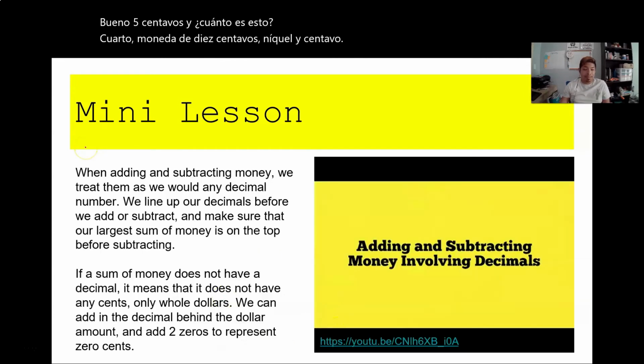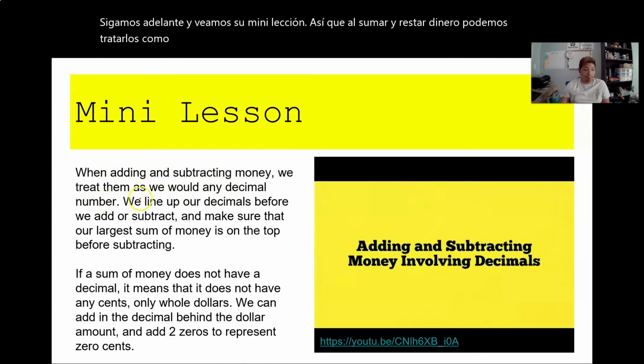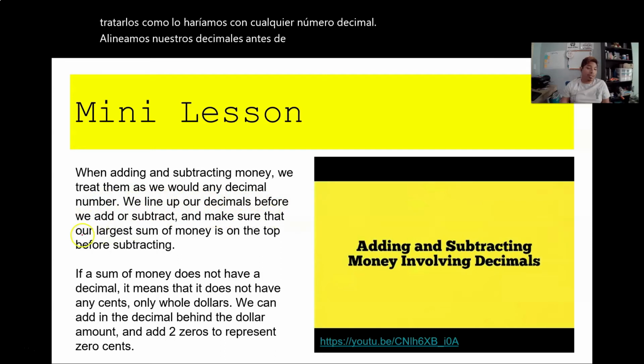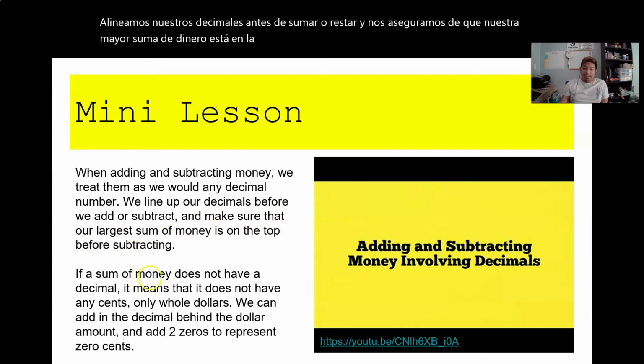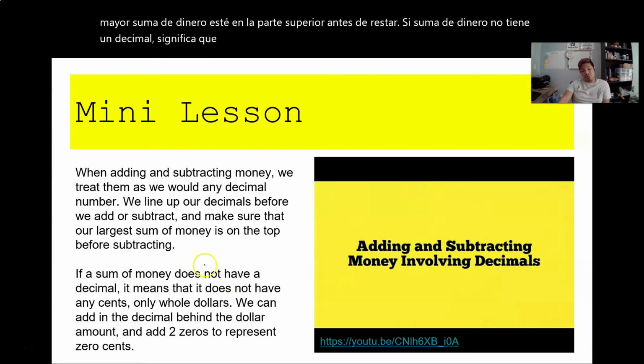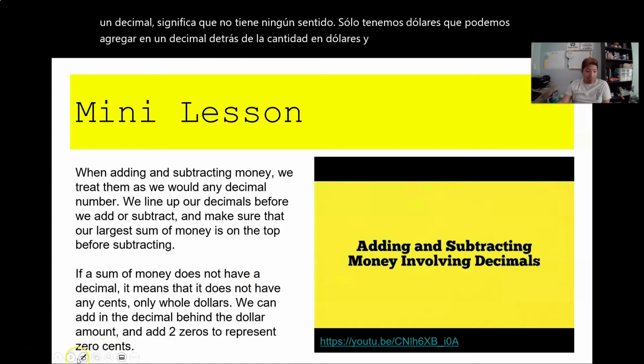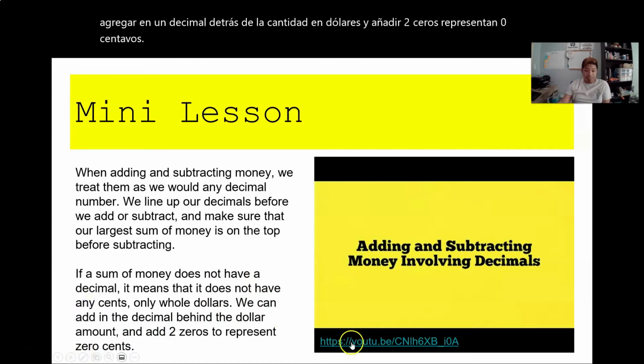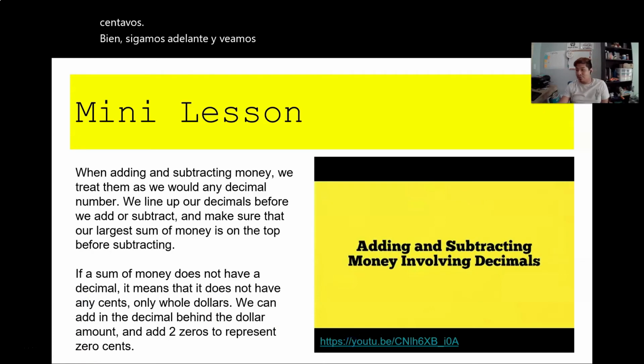Okay. Let's go ahead and look at our mini lesson. So when adding and subtracting money, we can treat them as we would any decimal number. We line up our decimals before we add or subtract, and we make sure that our largest sum of money is on the top before subtracting. If a sum of money does not have a decimal, it means that it does not have any cents, only whole dollars. We can add in the decimal behind the dollar amount and add 2 zeros to represent 0 cents. Okay, let's go ahead and look at our video on how to do that.